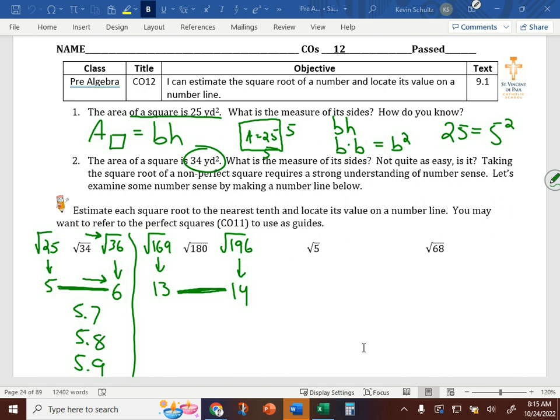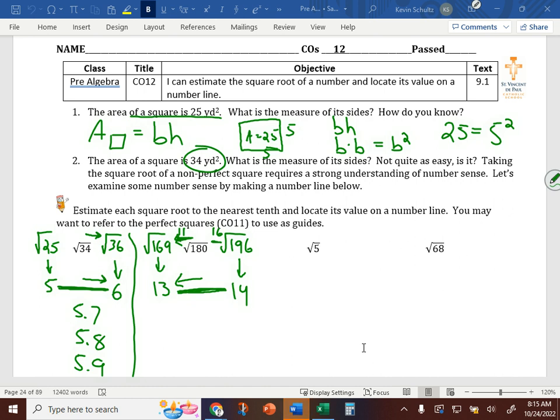Okay, so how far away is 180 from 169? It's 11 away, right? If we kind of look at this distance, it's 11 away here. How far away is it from 196? 16. So actually, it's going to be closer to 169, right? It's closer to 169 because 11 versus 16, the 11 is going to be closer, okay? Which means for our decimal, it's going to be closer to 13 than it is to 14.